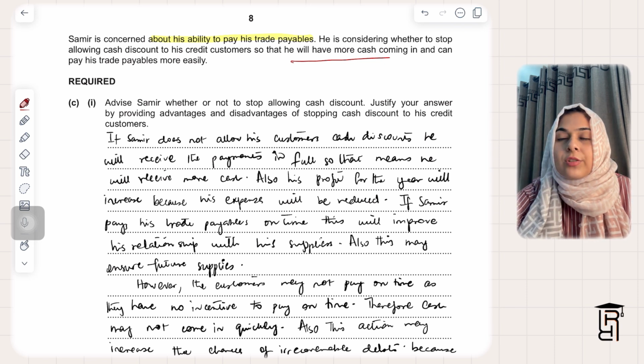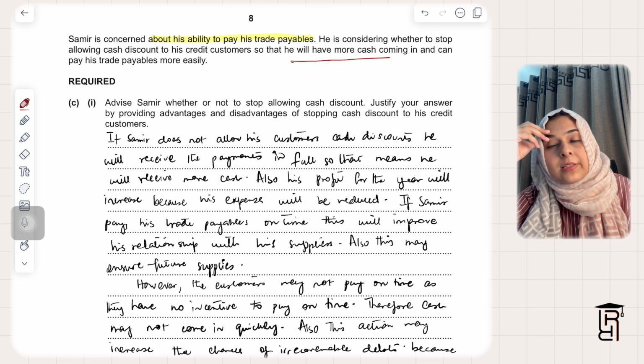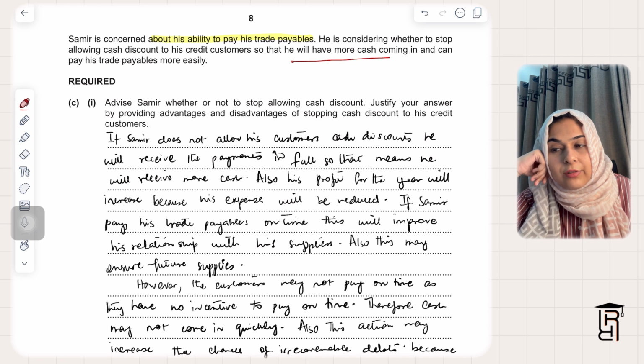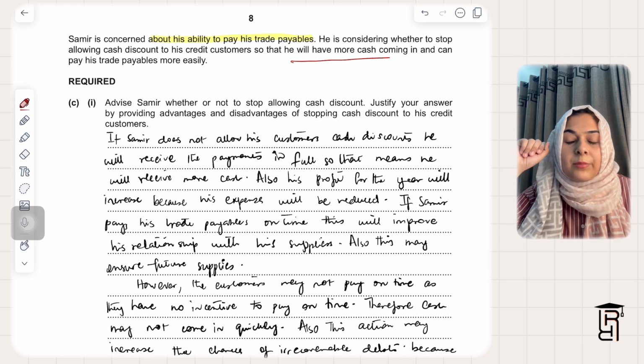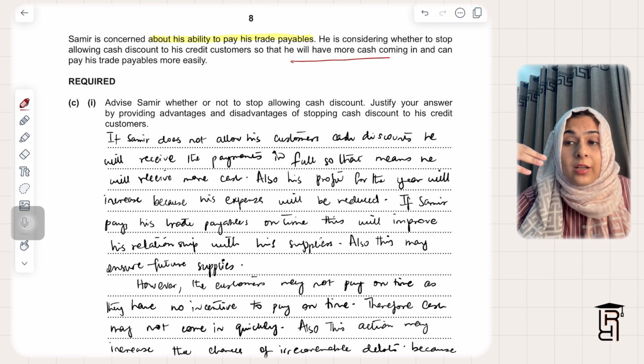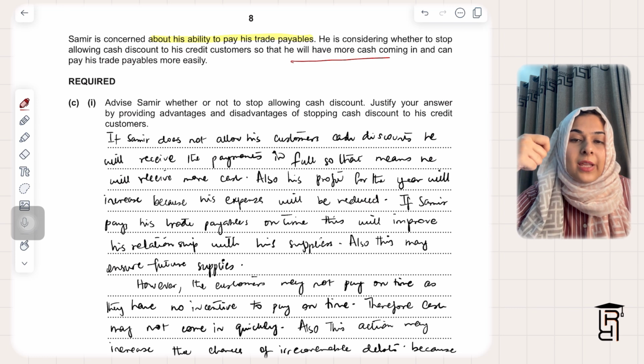So cash discounts, you guys need to think a bit. Cash discount is always given to customers if they pay within a certain time frame, right? So let's say I'm selling goods to some customers of mine, and then I tell them that if you pay me within 10 days, I will give you a cash discount. So what Samir is saying here is that we will not give cash discounts to our credit customers, so that the amount that they are paying, they'll end up paying more.